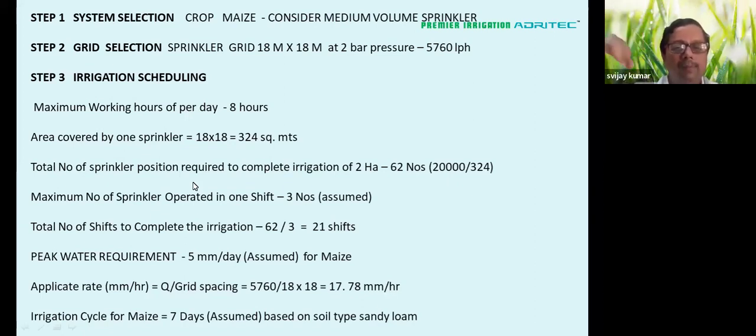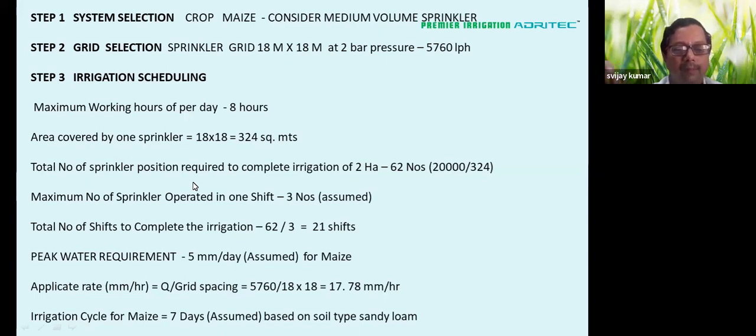But that becomes too much of a shift, I have to keep shifting around 62 times. So what I will do is, let me go for 3 sprinklers. In this particular case, instead of operating only one sprinkler, I will take 3 sprinklers. So I am assuming this. And therefore, by doing this, I am going to reduce the shifts: 62 divided by 3 is only 21 shifts. So in 21 shifts, I can complete the whole irrigation.